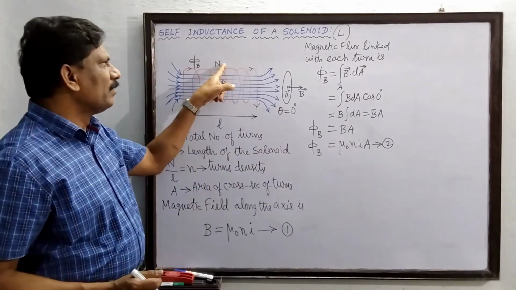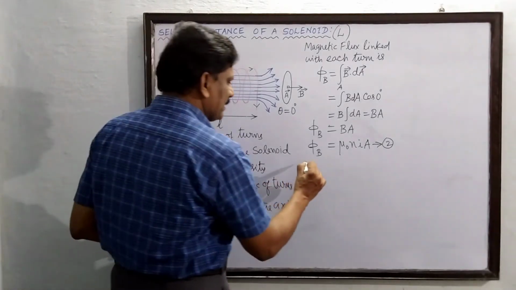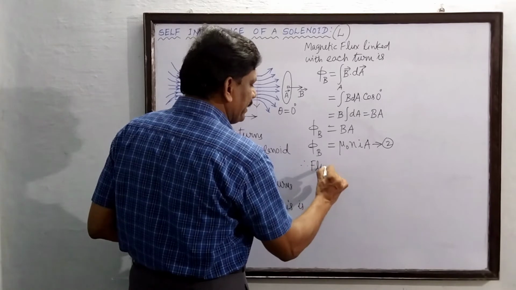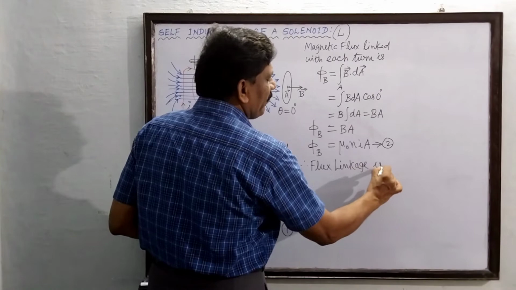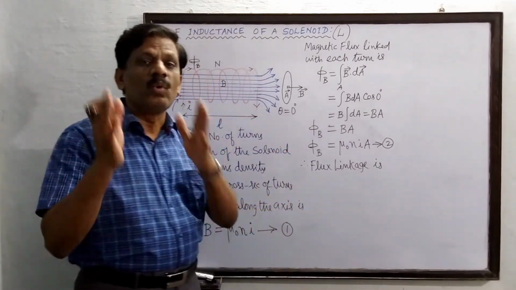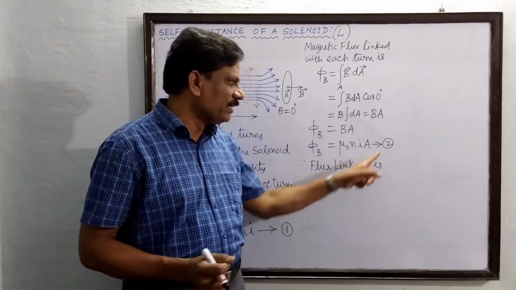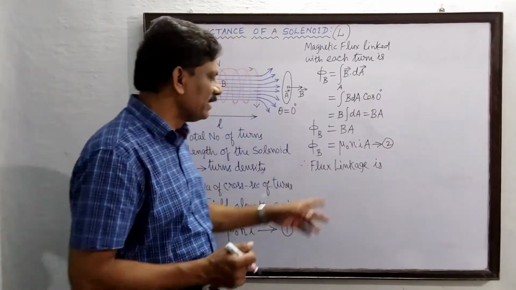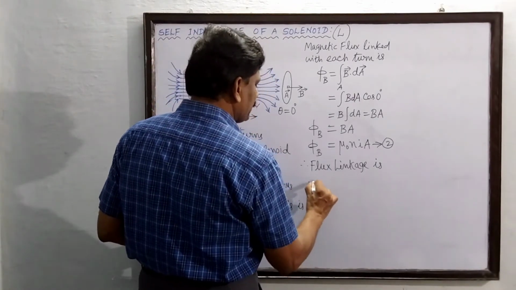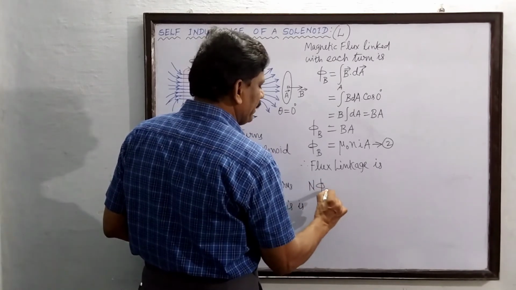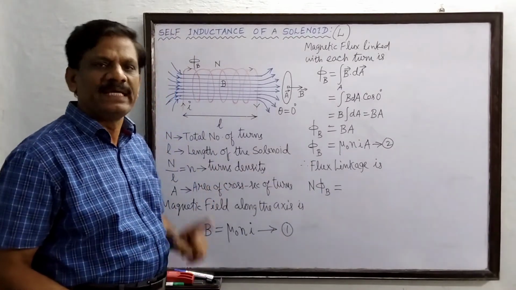So for one turn we have written the expression for the magnetic flux. There are totally capital N turns in the entire coil. That is the next step. Therefore, the flux linkage. What do you mean by the flux linkage? The flux linkage is defined as the total magnetic flux linked with all the turns. For one turn we have written equation 2. Therefore, for N turns, that is called the flux linkage. That is now equal to capital N times phi B. So capital N times phi B is the total flux linkage with the entire solenoid.